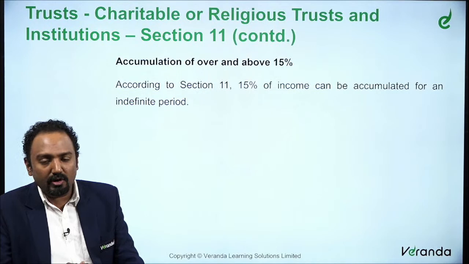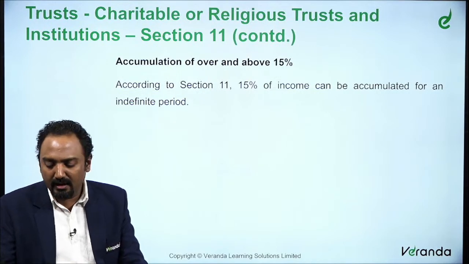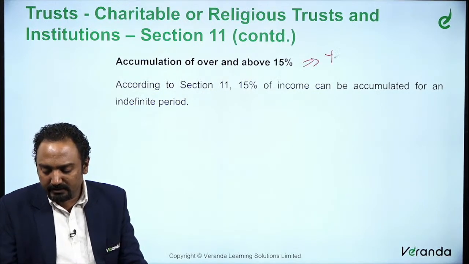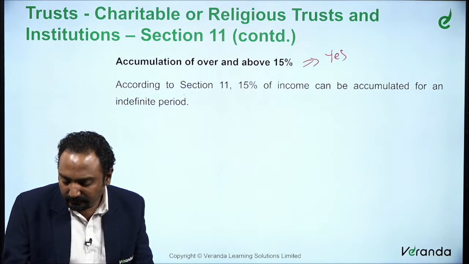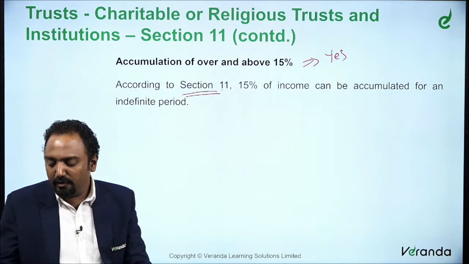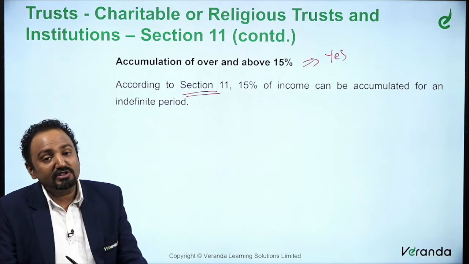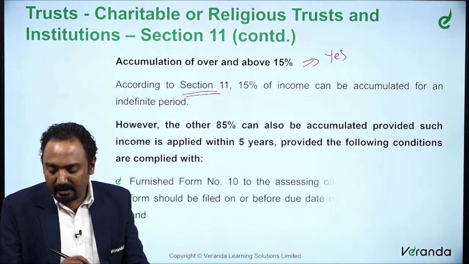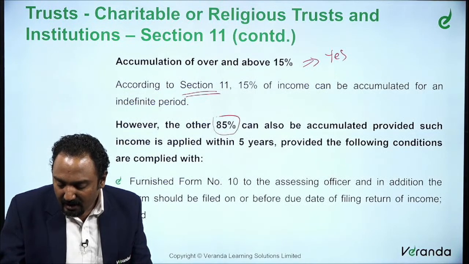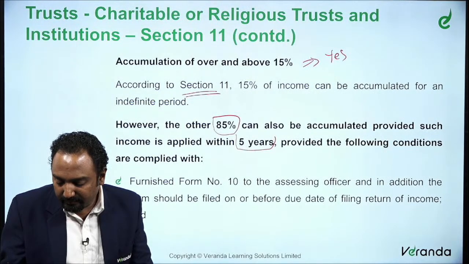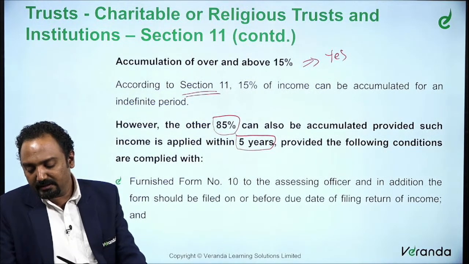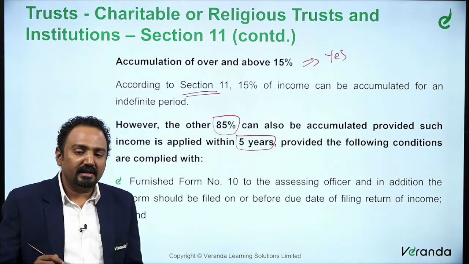Can you accumulate over and above 15%? Of course you can. We already saw this. So according to section 11, 15% of the income can be accumulated for an indefinite period, that is 15%. But when it comes to this 85%, the maximum period is 5 years, provided the following conditions are complied. What is that?